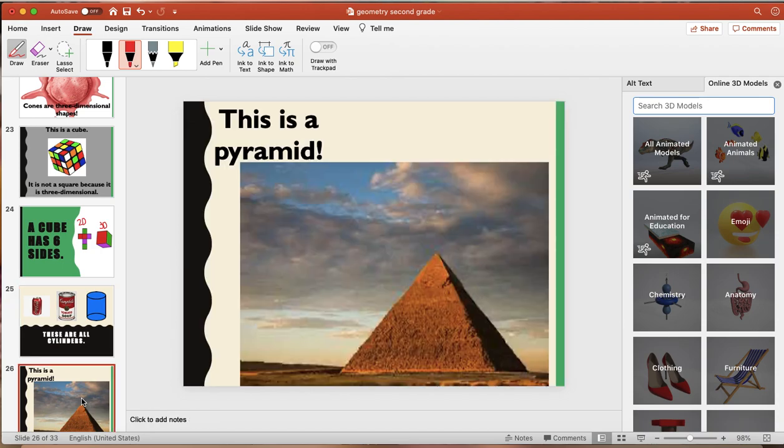Okay, let's move on to our pyramid. Our pyramid, maybe you've seen these before in social studies classes. A pyramid looks like a triangle. However, it pops out at you. So if this was just a triangle, it would not be able to hold itself up like this. It would just be sand on the floor. But it's a three-dimensional shape.